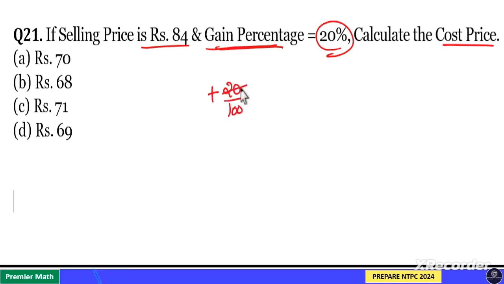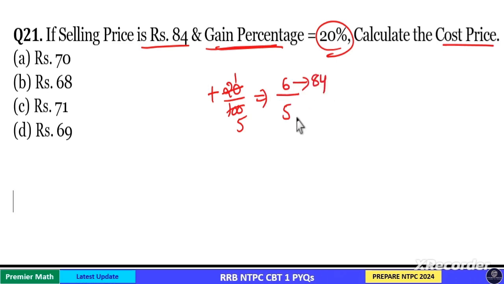20% means 20 by 100, which is 1 by 5. So plus 1 by 5 means 5 parts is the cost price here and 1 part is the gain. Gain means profit, so 1 part is profit. So 5 plus 1, 6 parts is the selling price and 5 parts is the cost price. Here the selling price, 6 parts, is given as 84 rupees.